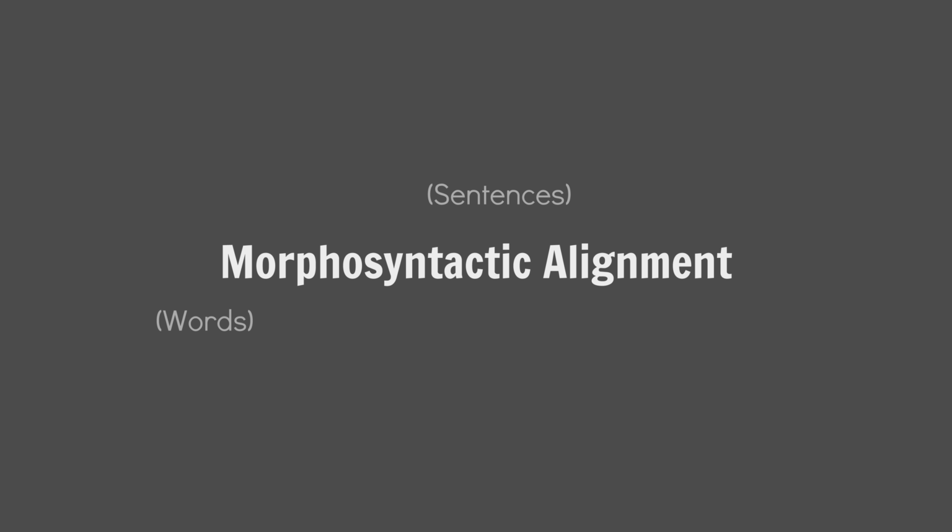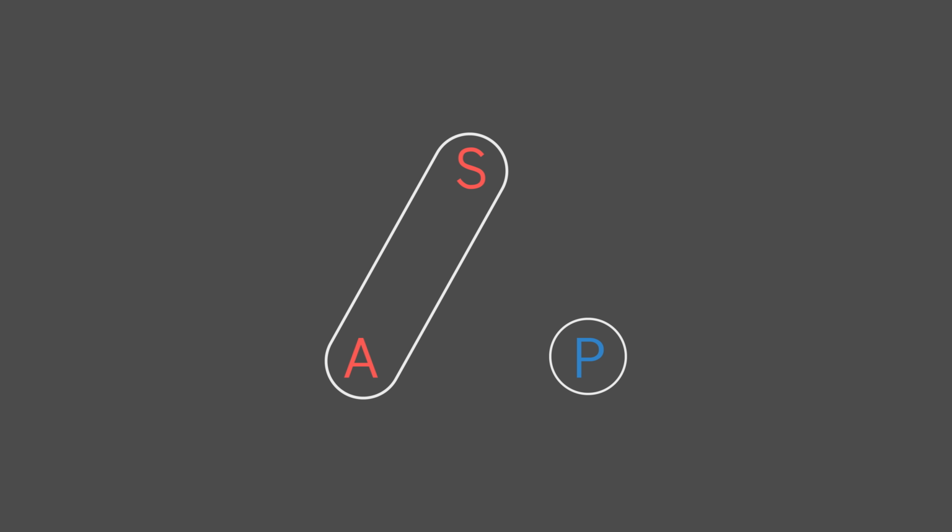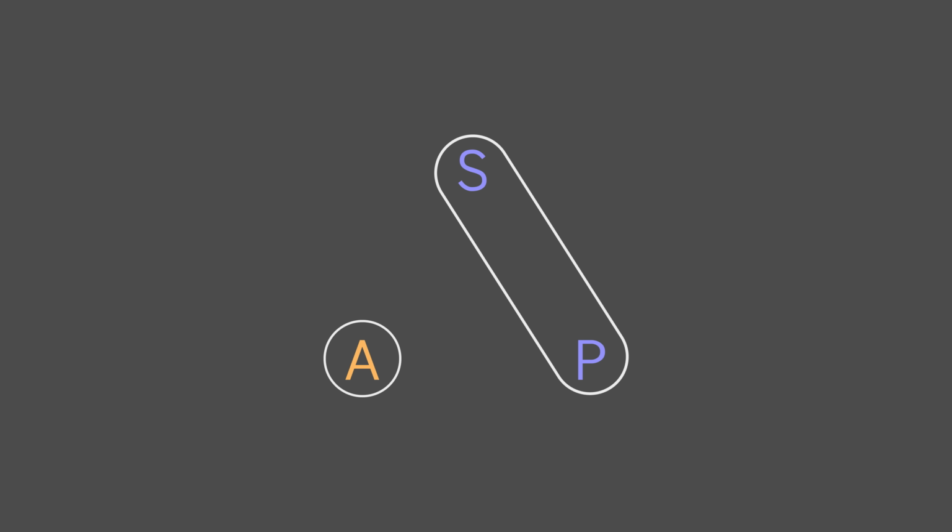Anyways, that was morphosyntactic alignment. If the alignment shows up on the word level, it's morphological. If it shows up on the sentence level, it's syntactical. Either way, accusative systems treat S like A and highlight P. Ergative systems treat S like P and highlight A.